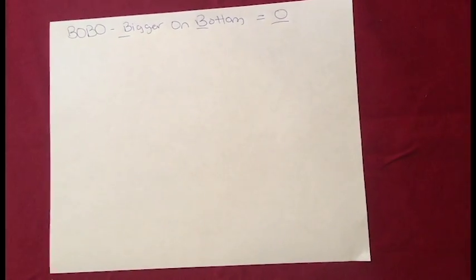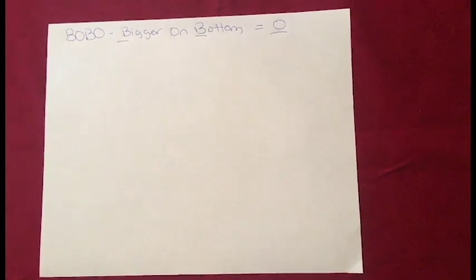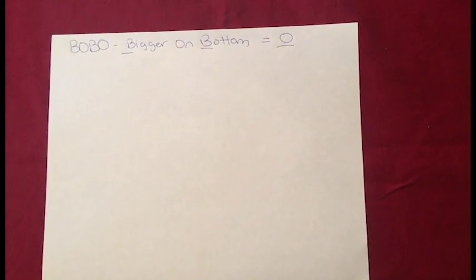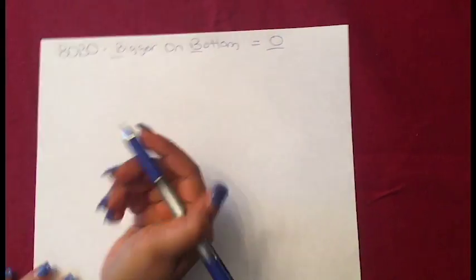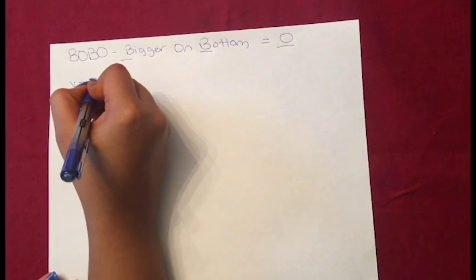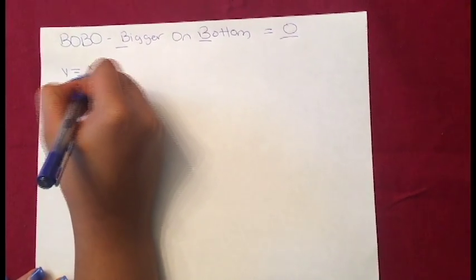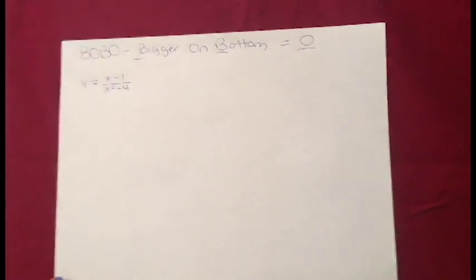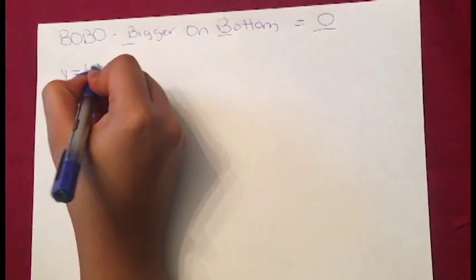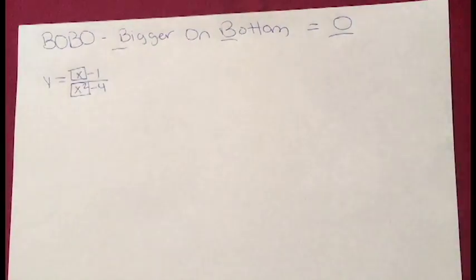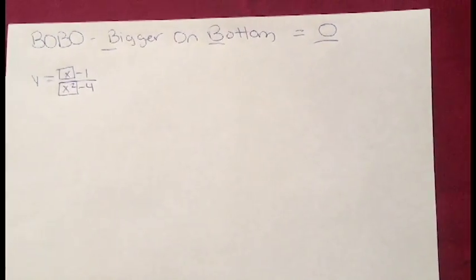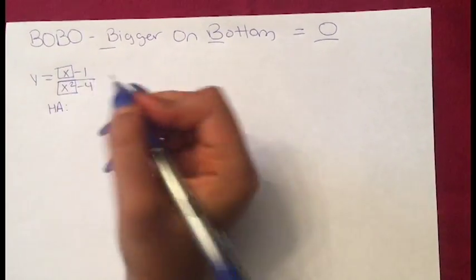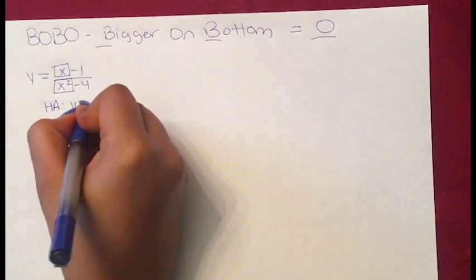When trying to find end behavior, look at the fraction equation given, and by using the clown rules, you can figure out the horizontal asymptote. So for our first example, y equals x minus 1 over x squared minus 4. When trying to find the horizontal asymptote, you're going to look at these two numbers here. Since x squared is obviously bigger than x, the horizontal asymptote is going to be y is equal to 0.